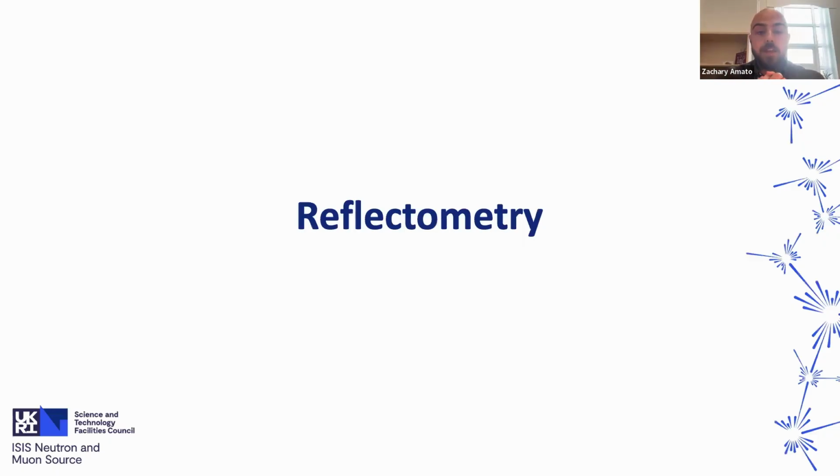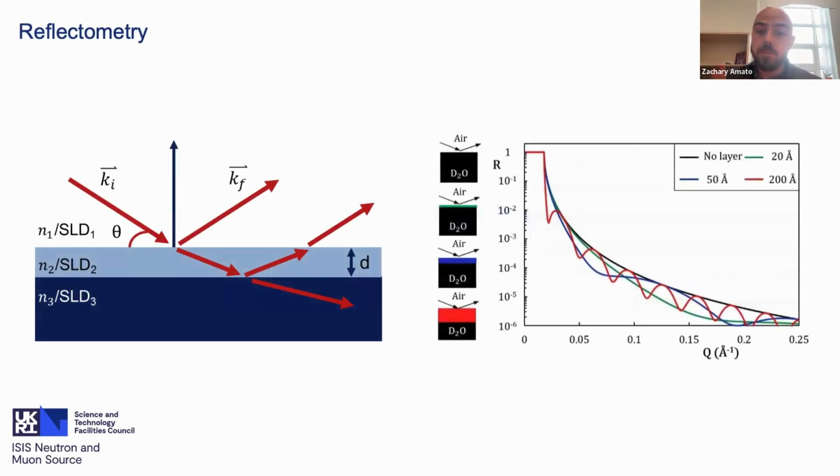Moving on from that, one other technique is reflectometry. Everything we've looked at so far is very much bulk structure. The neutrons just go through your entire sample, and you're looking at an average picture of your bulk structure. But reflectometry is a sort of surface technique.